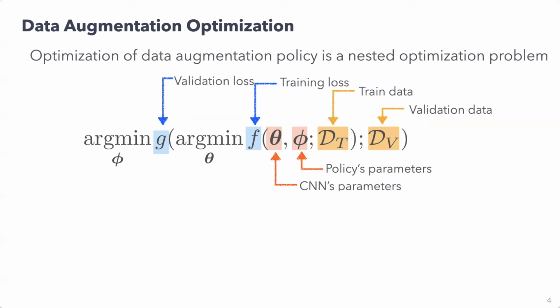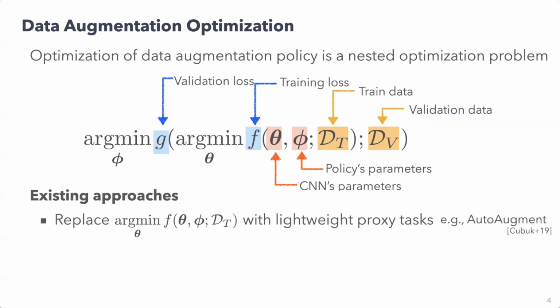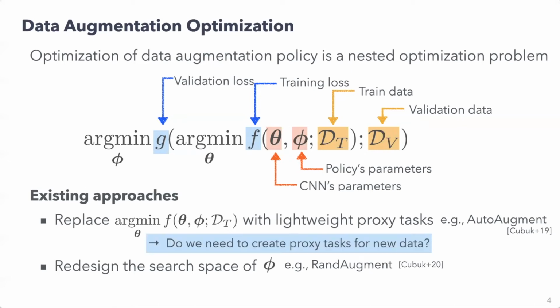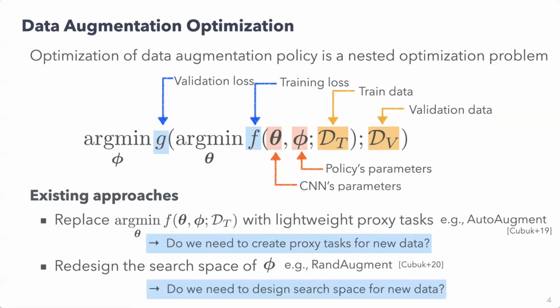So, existing approaches, for example, replace the inner problem with lightweight proxy tasks or redesign the search space of policies. However, questions arise, especially when we obtain a new dataset. Do we need to create a new proxy task or new dataset? And do we need to redesign search space for a new dataset?